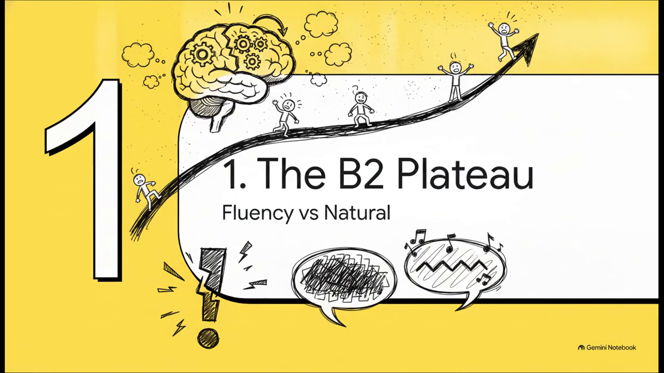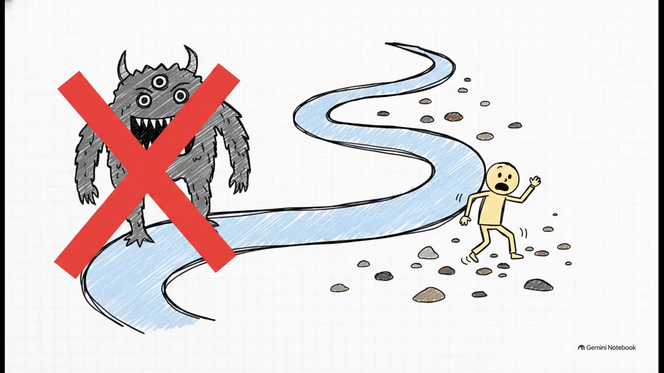Right? Let's kick things off with Section 1, the B2 plateau, or what happens when fluency just doesn't sound natural. So the crucial thing to understand here is that the barrier to sounding natural isn't some insanely complex grammar rule. It's actually just a collection of tiny, persistent errors.